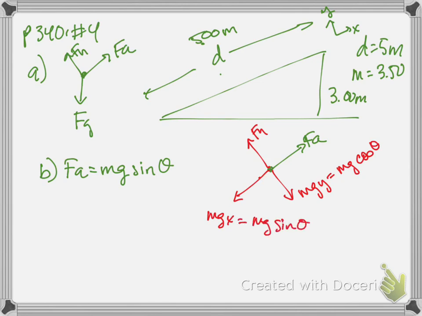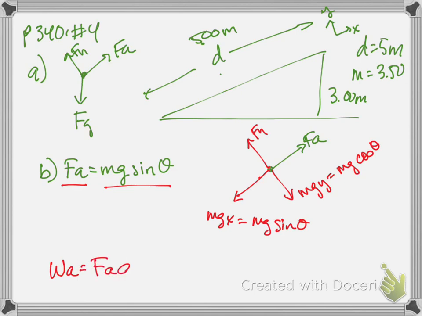So along my x-axis, which is along the ramp, the speed is constant, so there's no acceleration, which means the forces are balanced. So I can write F_a equals mg sine theta. So now I have an actual value for this force. So what is the work done by the applied force?